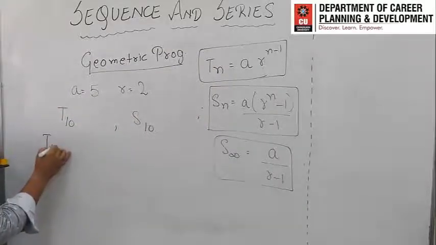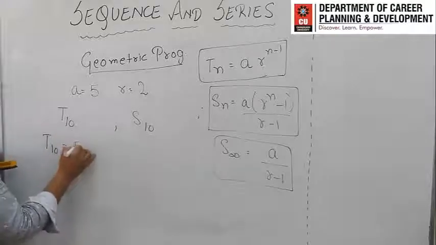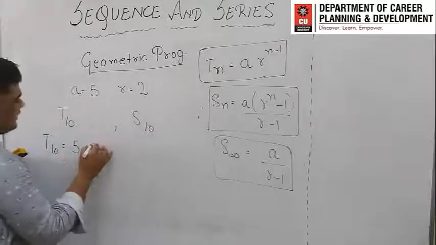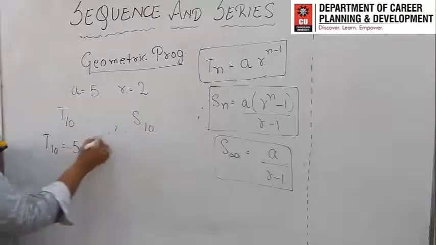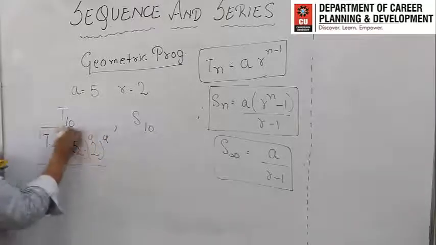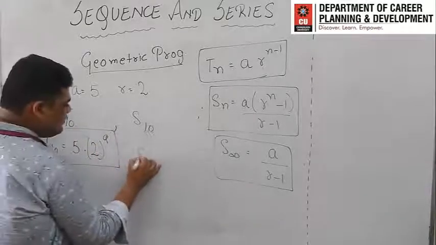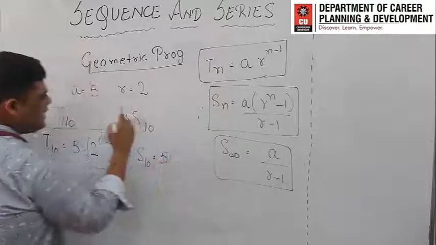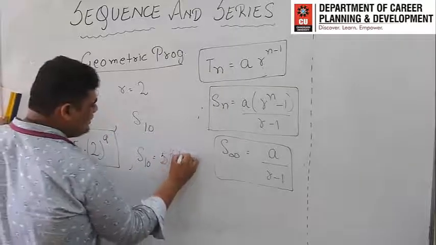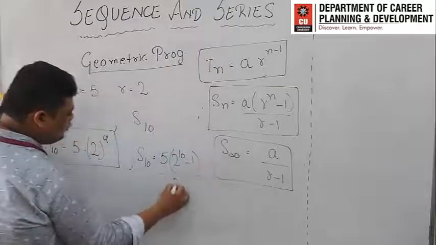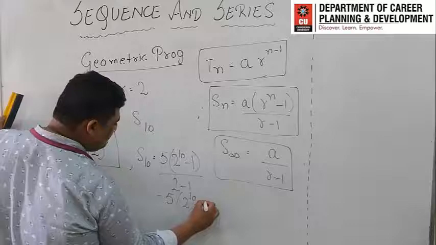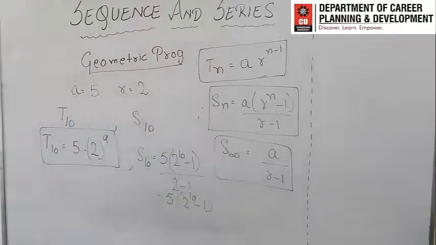So the 10th term will be equal to the first term, that is 5, multiplied by R to the power n minus 1. R value is 2 raised to the power 10 minus 1, which is 9. So this will be your 10th term. And the sum of 10 terms will be A, that is 5, multiplied by 2 to the power 10 minus 1, divided by 2 minus 1. This we can write as 5 multiplied by 2 to the power 10 minus 1. This will be the final answer for the sum of terms and the 10th term.